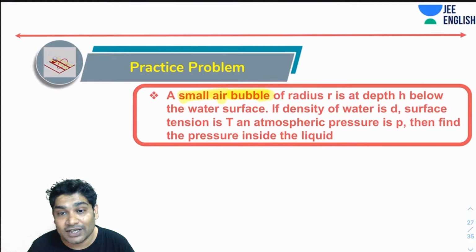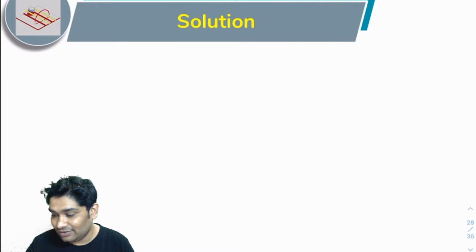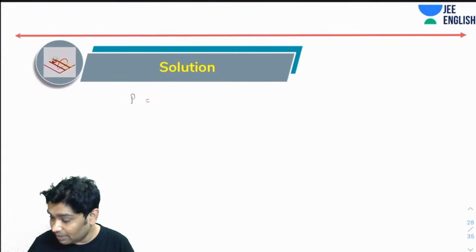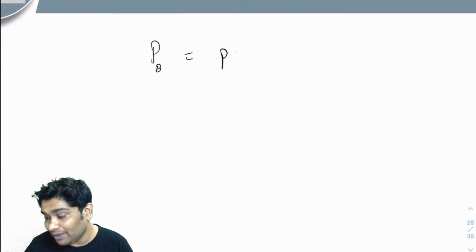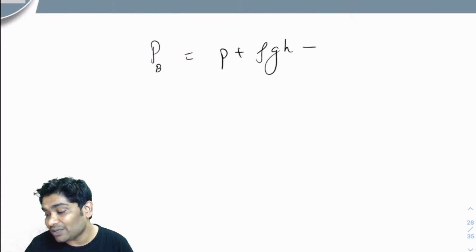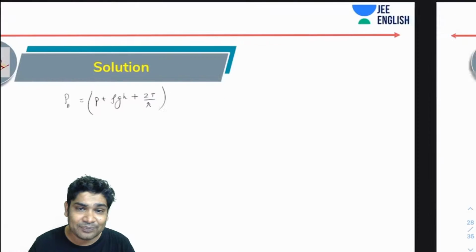P plus rho gh plus 2t over r, of course. That is it. That is absolutely correct. It is very, very simple. P inside bubble, let's just write PB, would be P plus rho gh plus 2t over small r. That is absolutely correct. No problem with that. Yes, absolutely. Very, very easy.